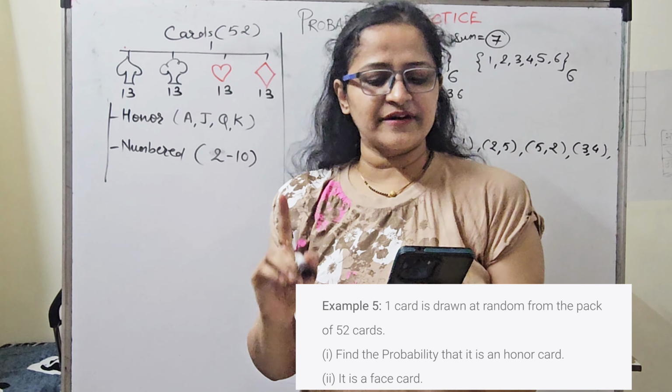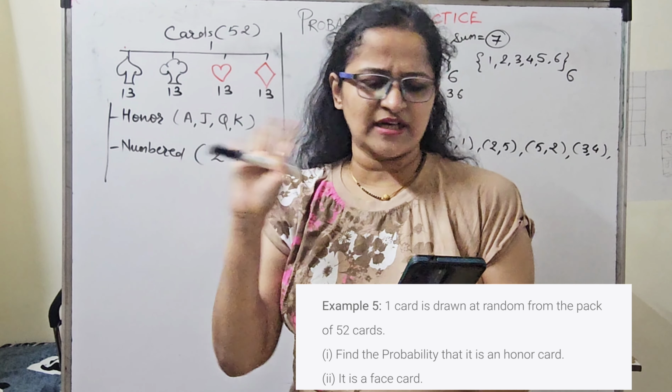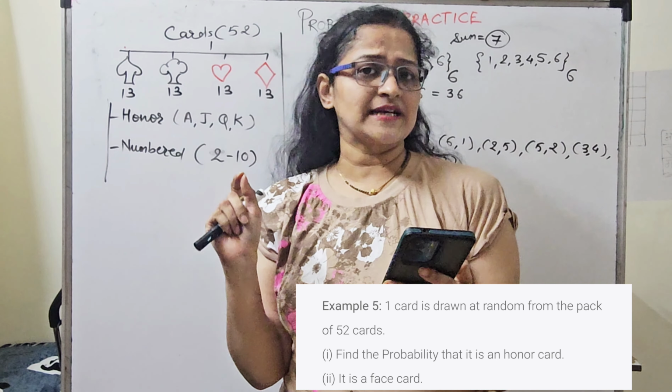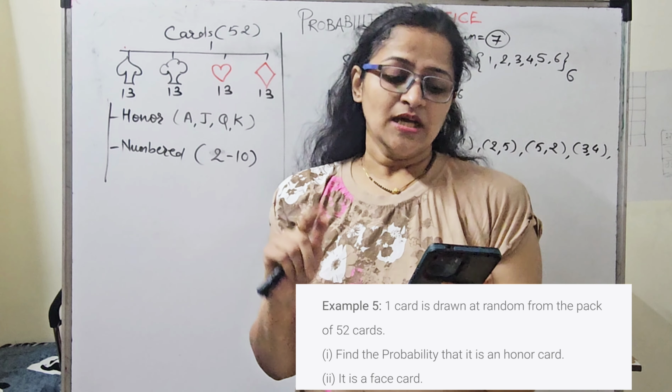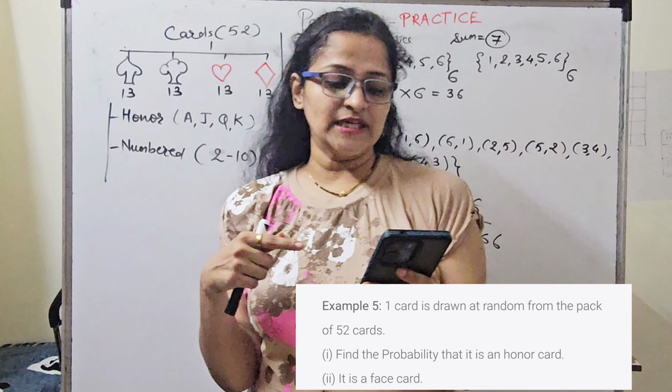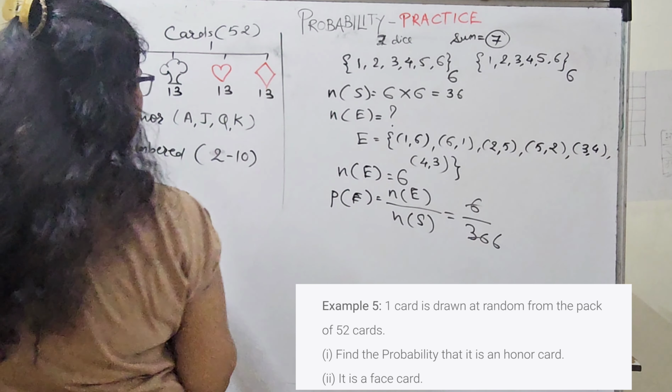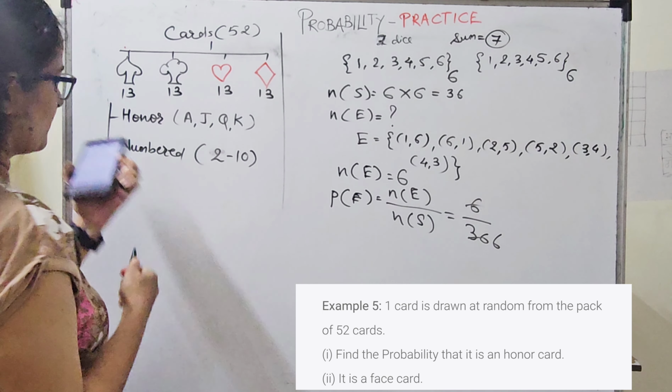One card is drawn at random from the pack of 52 cards. Only one card you have to select. Okay, 52 outcomes are there in your sample space. Clear up to this? First, the probability you have to find out is that it is an honor card, and second, that it is a face card. Very easy question.